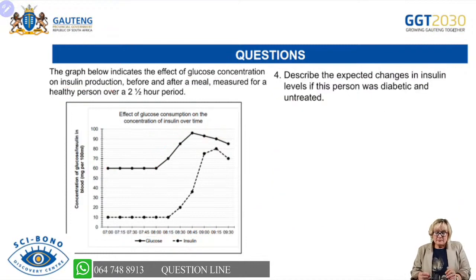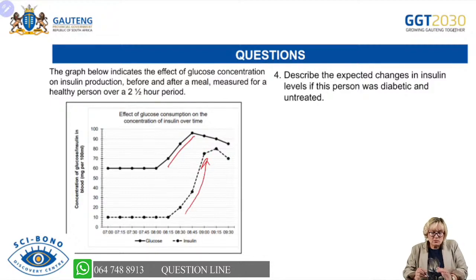If we look at the fourth question, describe the expected changes in insulin levels if this person was diabetic and untreated. So remember, this is a normal person, and as you can see, insulin is following glucose, because if the glucose levels are high, then we see an increase here. But now, what if this person is diabetic? If this wasn't a normal person, what will happen to this person's blood levels? Describe the expected changes in insulin levels. How will his insulin levels be changing if he's a diabetic?